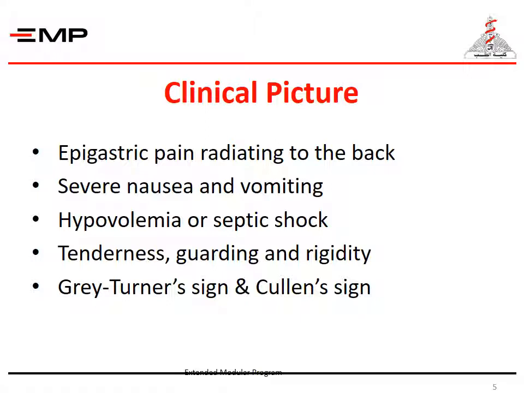Grey Turner's sign and Cullen's sign are ecchymosis at the left flank and around the umbilicus, respectively. They occur due to hemorrhage in the retroperitoneum and spreading extraperitoneally around the flank. The signs are common with hemorrhagic pancreatitis, but may occur with any other cause of retroperitoneal hemorrhage.